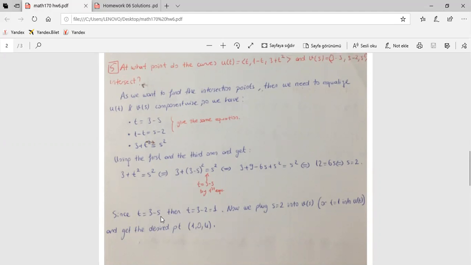You don't have to find t specifically, but if you want, you can find t first, then plug that into the first curve to get the intersection point. You'll get the same intersection point, obviously.